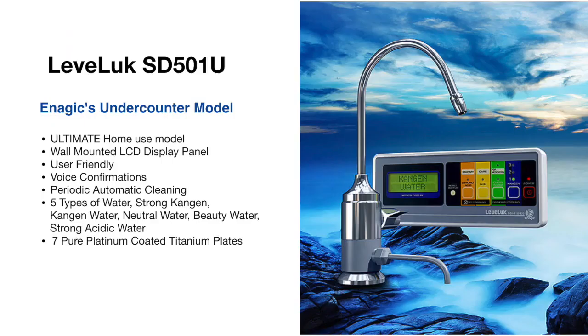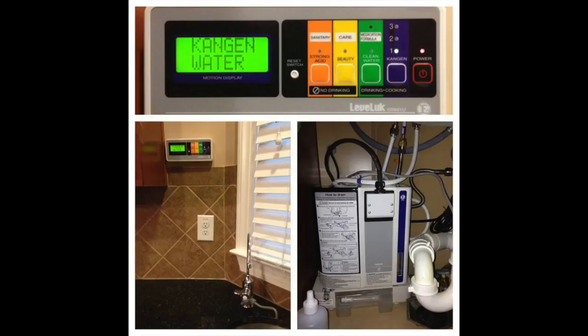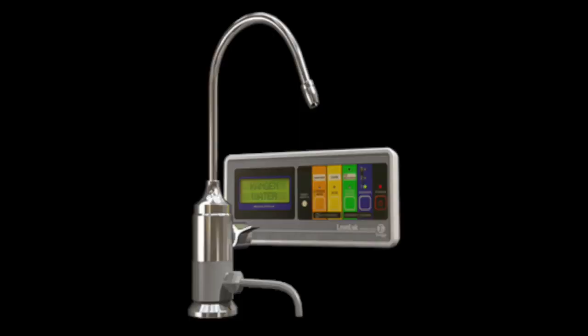This next model is called the Level Up SD501U and the U here stands for under counter model. The specification of this is exactly the same as the SD501 with all of its high quality and power. The biggest feature with this model is that it comes with a wall-mounted LCD control panel. So if you do not wish for your system to be sitting on your kitchen worktop or the hoses to be exposed, then this system could be perfect for you because the main unit sits discreetly underneath your kitchen worktop. But you still have a control panel above to select all your different Kangen water that you like.